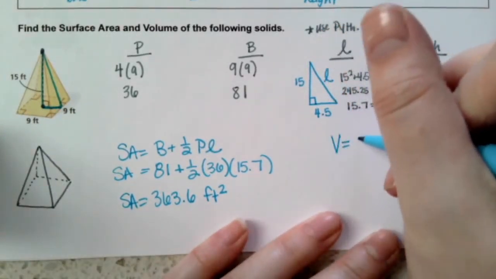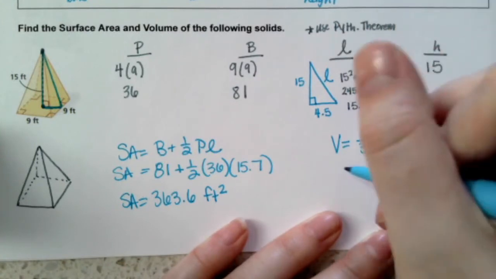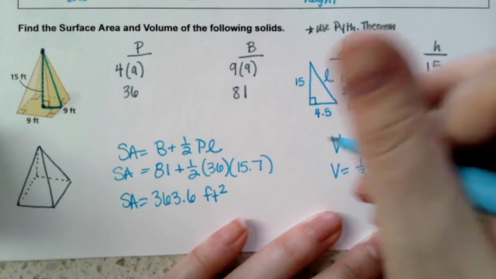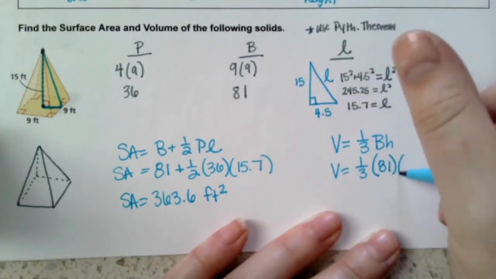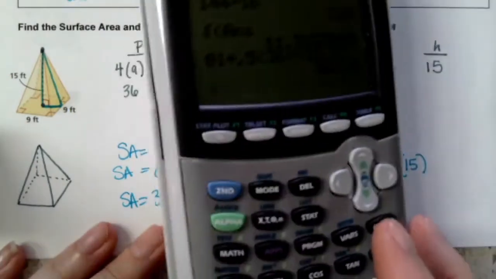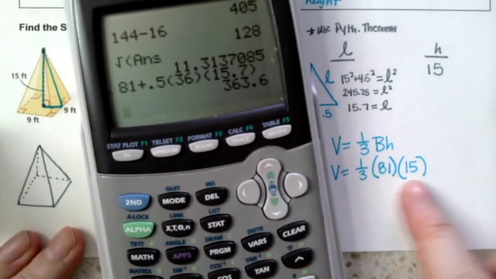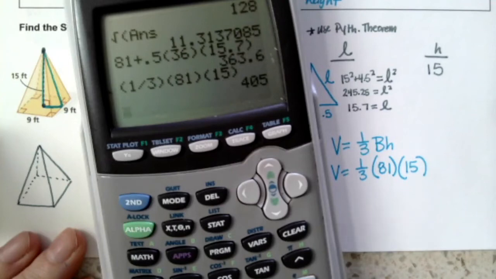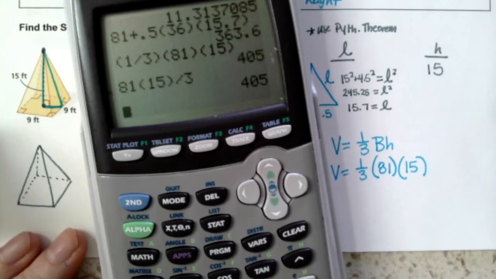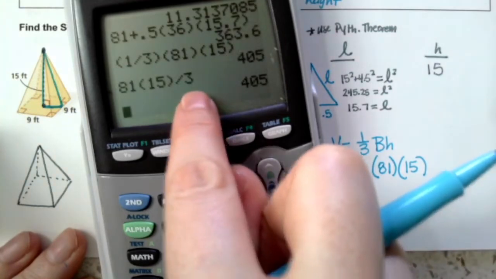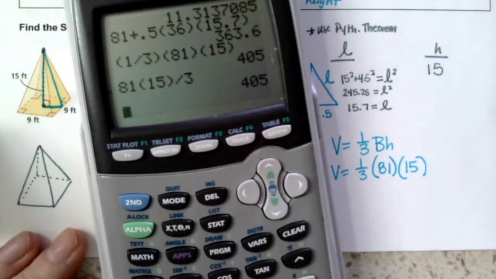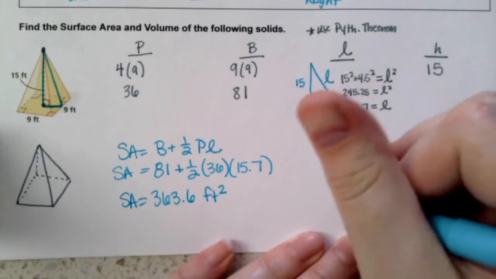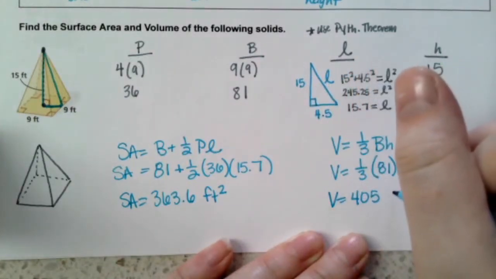And then you can go ahead and find volume, which is 1/3 the area of the base times height. So B is again 81 and H is 15. And there's 2 ways you can type this in. You can either put 1/3 in parentheses, or you can do 81 times 15 divided by 3, and you get the same answer. So dividing by 3 and multiplying by 1/3 are the same thing, so you get the same answer, which is 405 feet cubed.